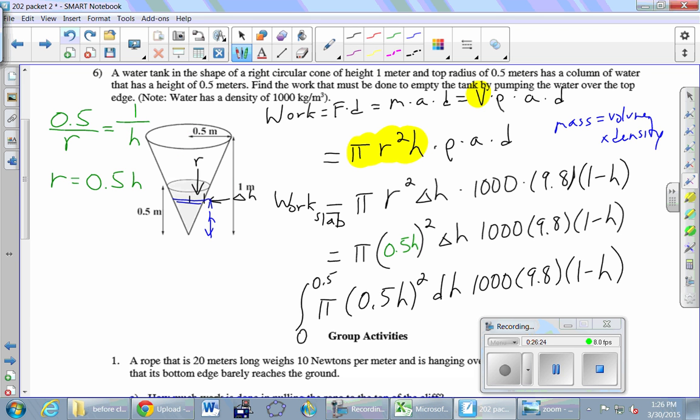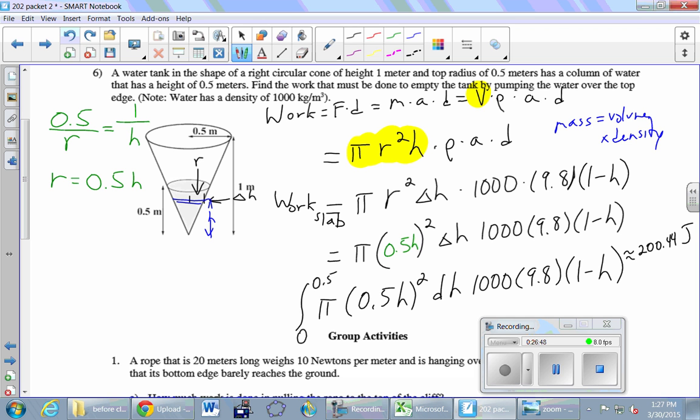Okay, it'll be the same answer at the end. This 1 minus h would change. This would become an h. Anybody type this in for us? It's okay if we didn't. 200.44. Maybe somebody can verify that. So this is a work, so joules.